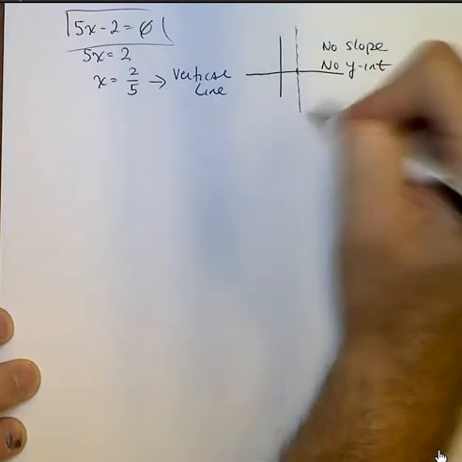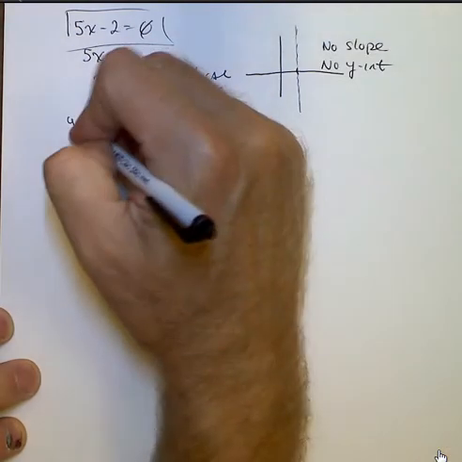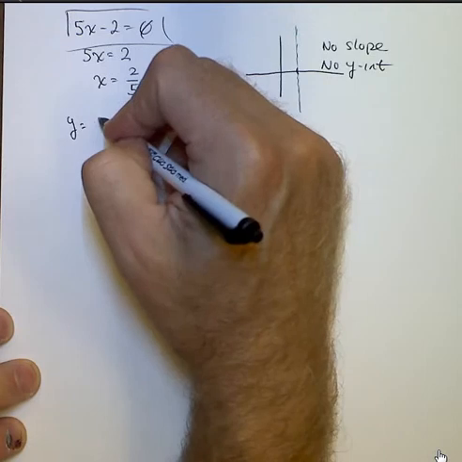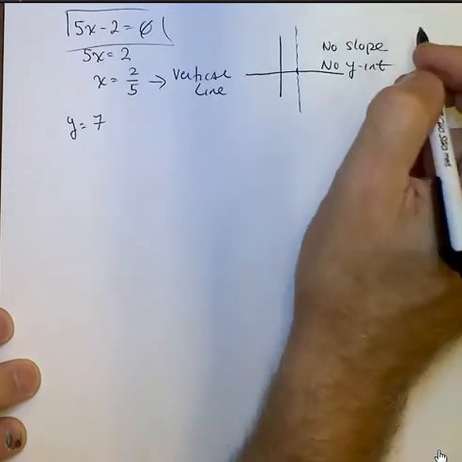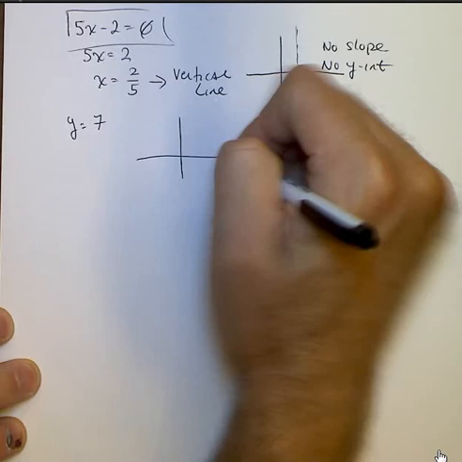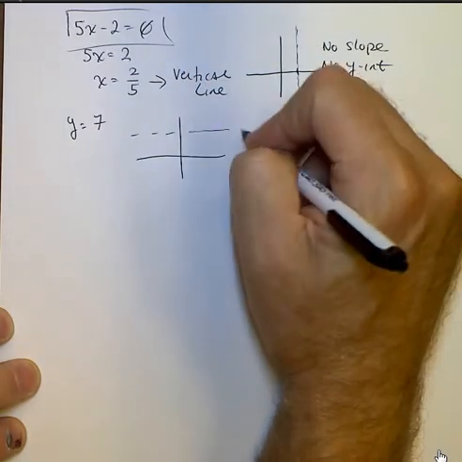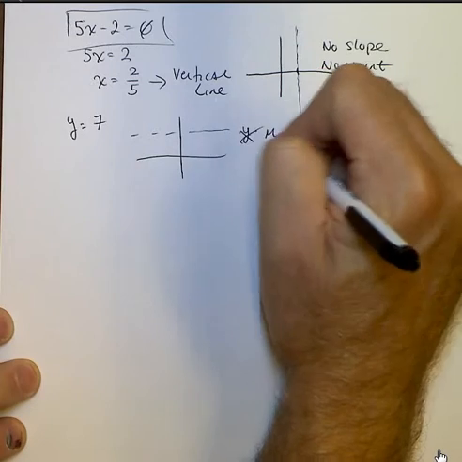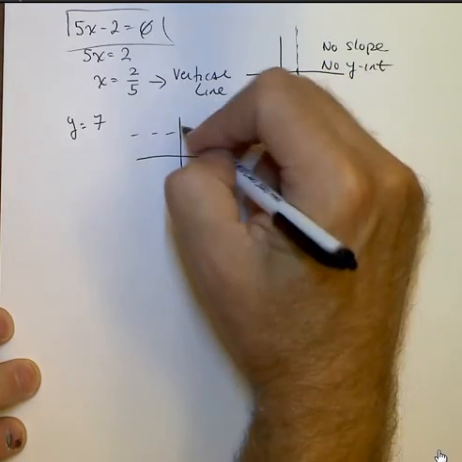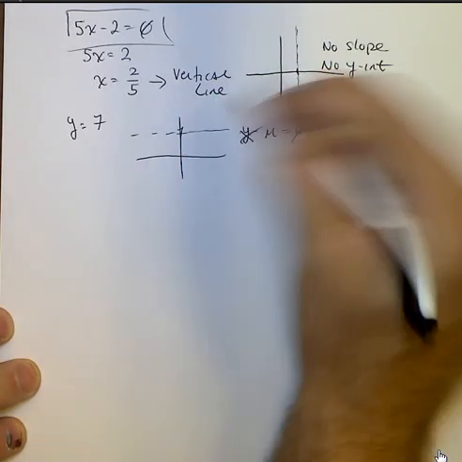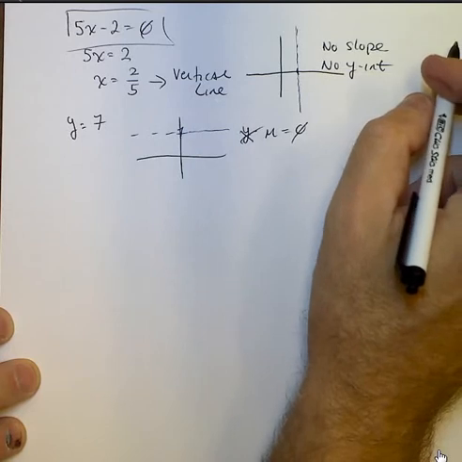There's your line. If you had been given something like y equals 7, that's a horizontal line. A horizontal line has a slope of 0, and it has, in this case, a y-intercept at 7. So make sure you know the difference between horizontal and vertical lines.